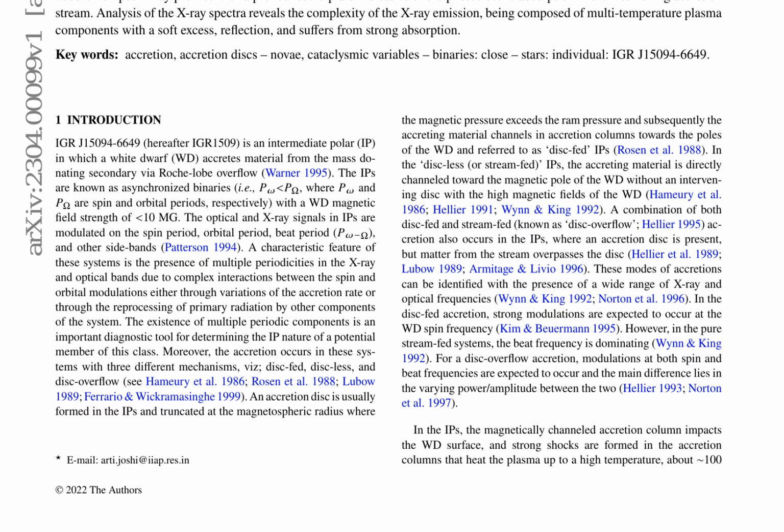In disk-fed accretion, strong modulations are expected to occur at the white dwarf spin frequency. In contrast, in pure stream-fed systems, the beat frequency is dominating. For discless flow accretion, modulations at both spin and beat frequencies are expected to occur, and the main difference lies in the varying power, amplitude between the two. The paper highlights the importance of analyzing multiple periodicities in the X-ray and optical bands to determine the intermediate polar nature of a potential member of this class.